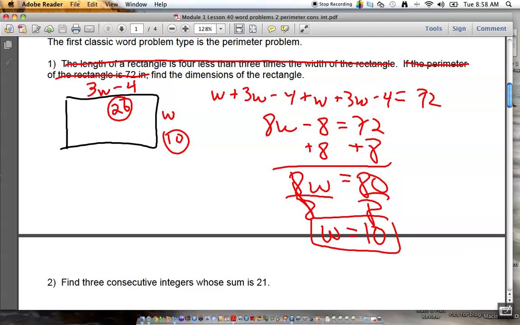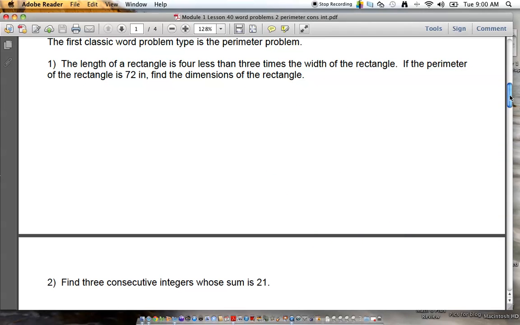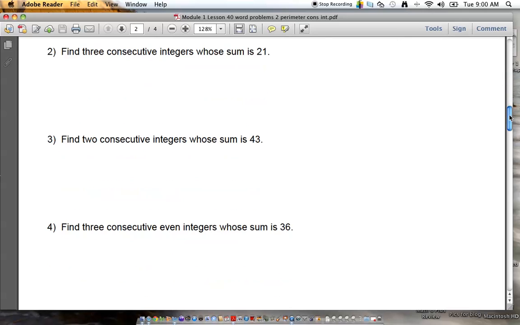Okay. I see certain people packing up, and that shouldn't be happening. We've got about 4 minutes left here, and there's a new type of question we have to begin to digest. Are we ready? Yes. Find 3 consecutive integers whose sum is 21.